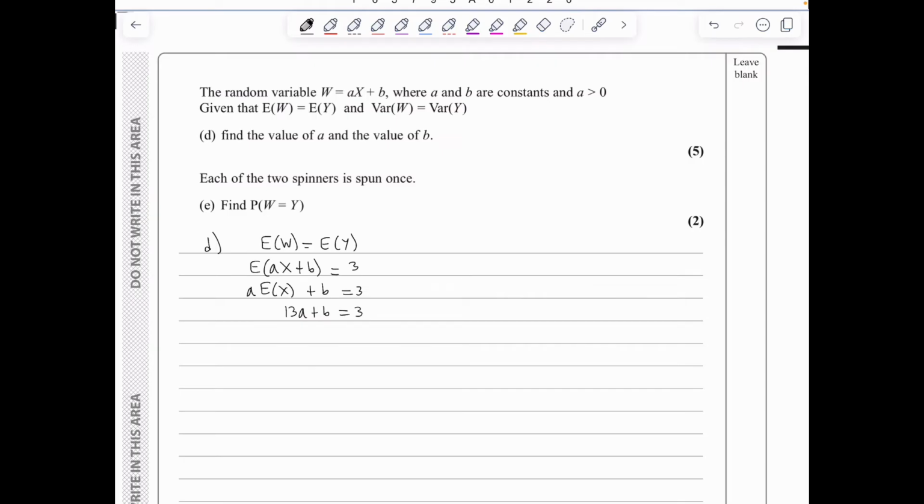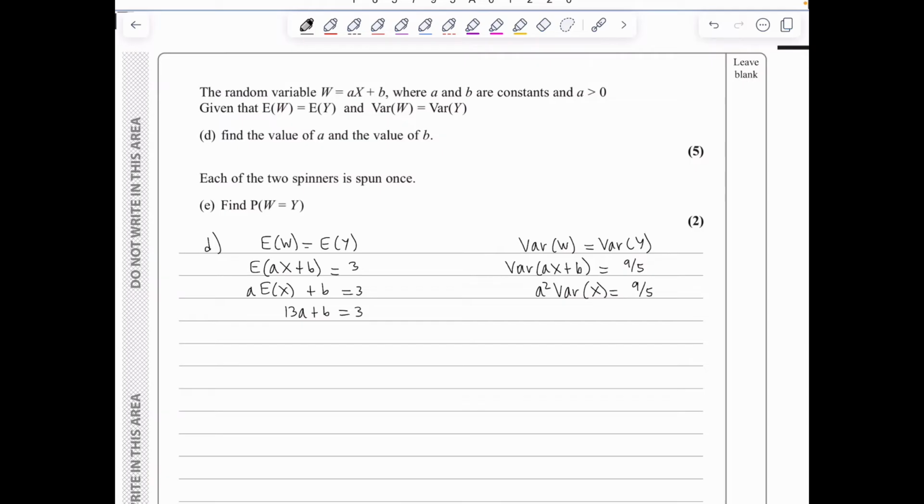Moving on to the fact that the variance of w is equal to the variance of y, we have that the variance of ax plus b is equal to the variance of y, which is 9 over 5. We know that when we've got the variance of ax plus b, the b is not affecting the variance, but the a comes out in squared form. So a squared var x is 9 over 5.